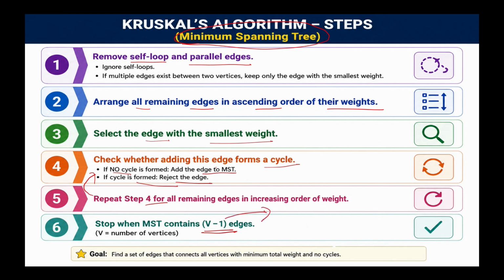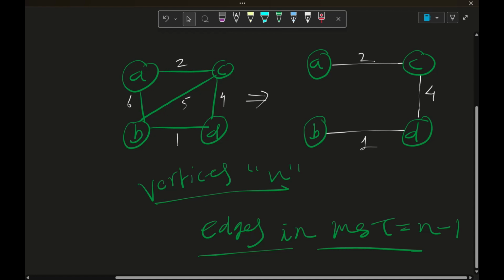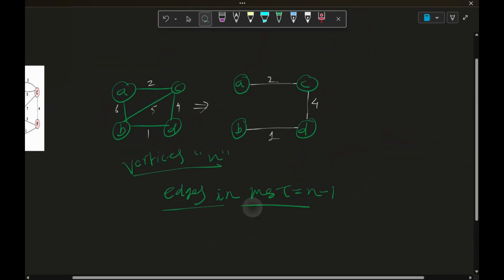अगर आपके vertices V हैं तो you should have V-1 number of edges. So these are all the steps. You will understand all these things better with the example. So we will see one example for this.